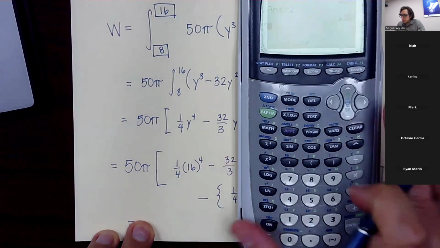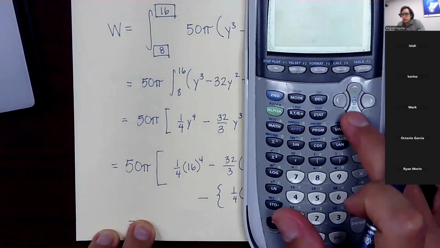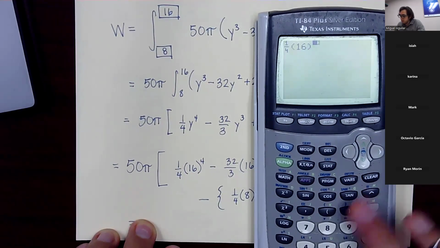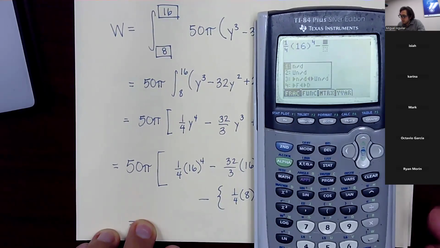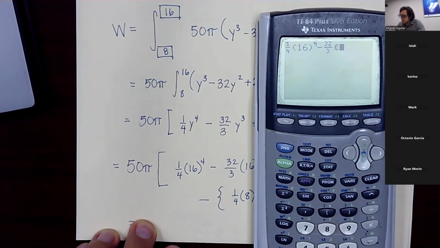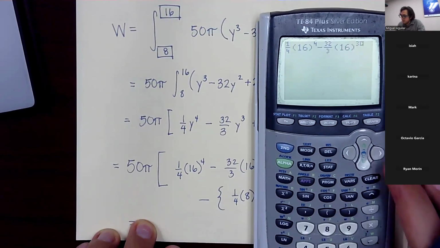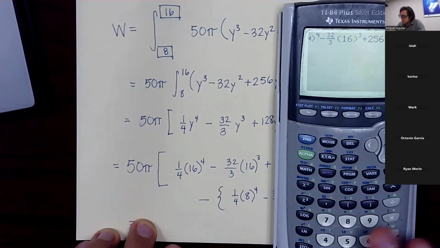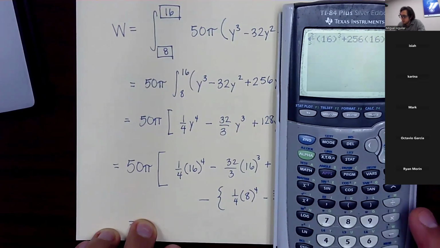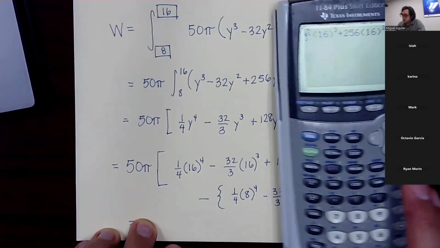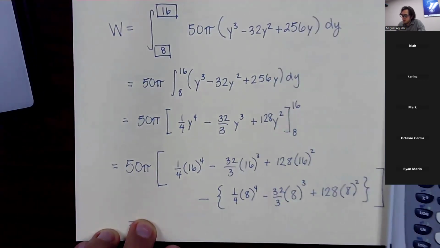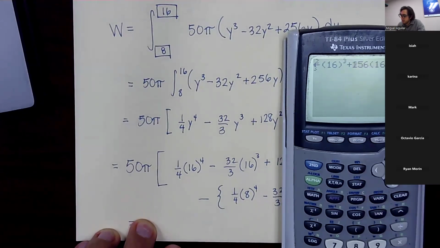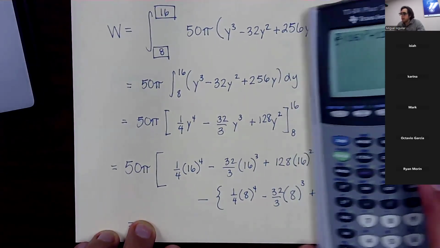So now we get to typing. 1/4 times 16 raised to the fourth minus 32 thirds times 16 raised to the third plus 256 times 16 squared. Yeah, that's right. Thank you for catching that. 128, because I divided it by 2, right? Okay.